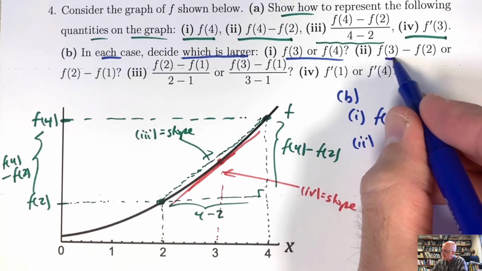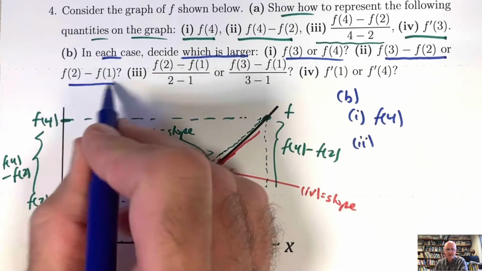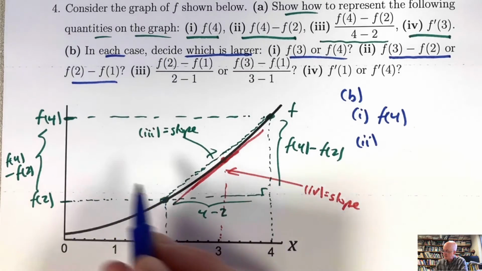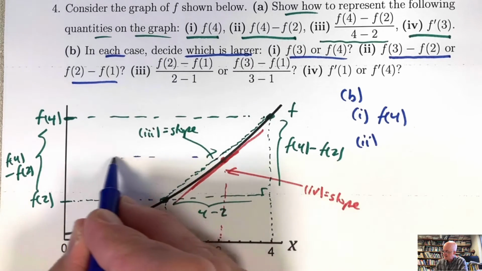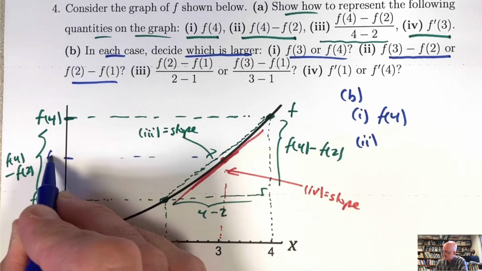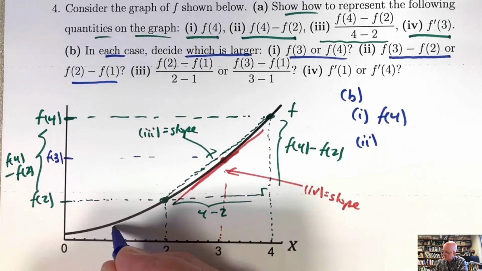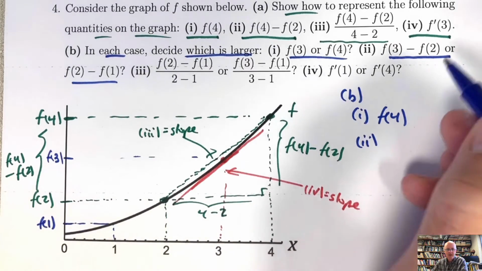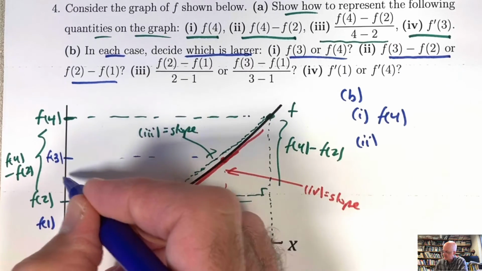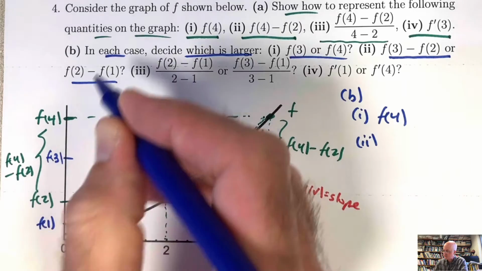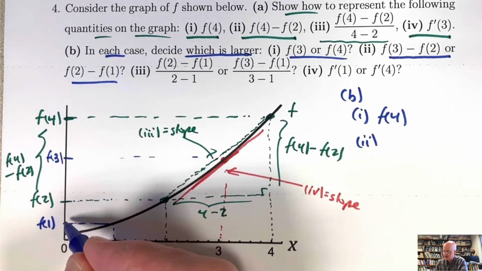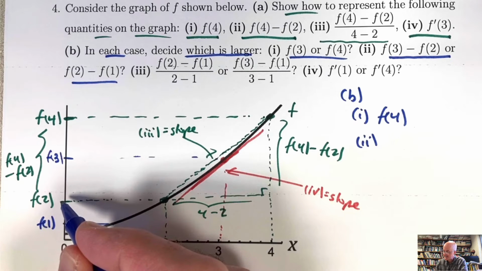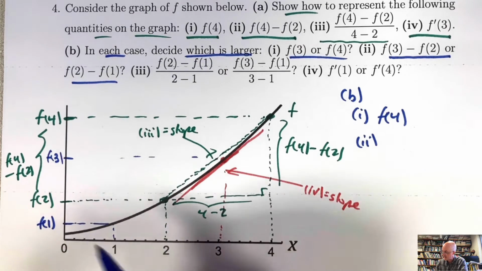Next, f of 3 minus f of 2 or f of 2 minus f of 1. That's a bit more subtle. F of 3, okay, I could go ahead and draw it. The drawing can be misleading though. Got to be careful. F of 3 minus f of 2 is this distance here. F of 2 minus f of 1 is this distance here. It does look like in the drawing that f of 3 minus f of 2 is bigger. Is that really accurate? Did I draw it accurately enough?